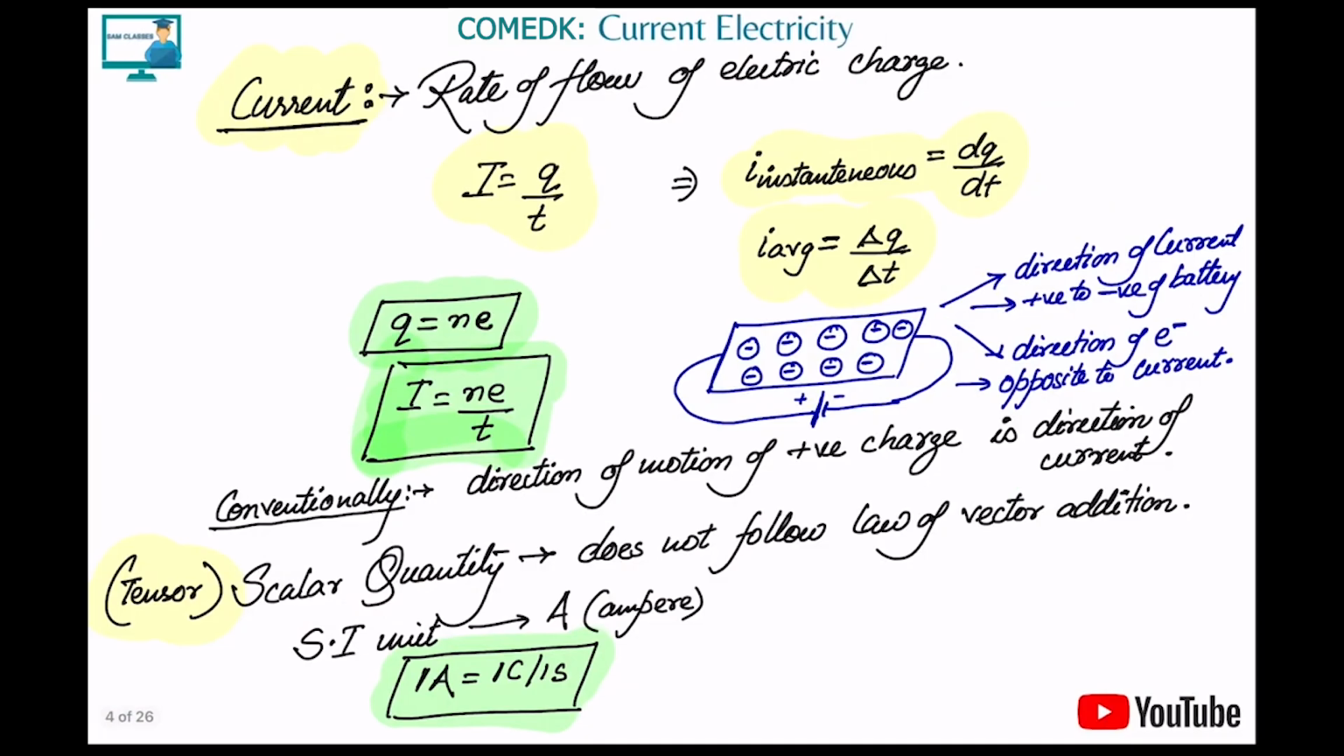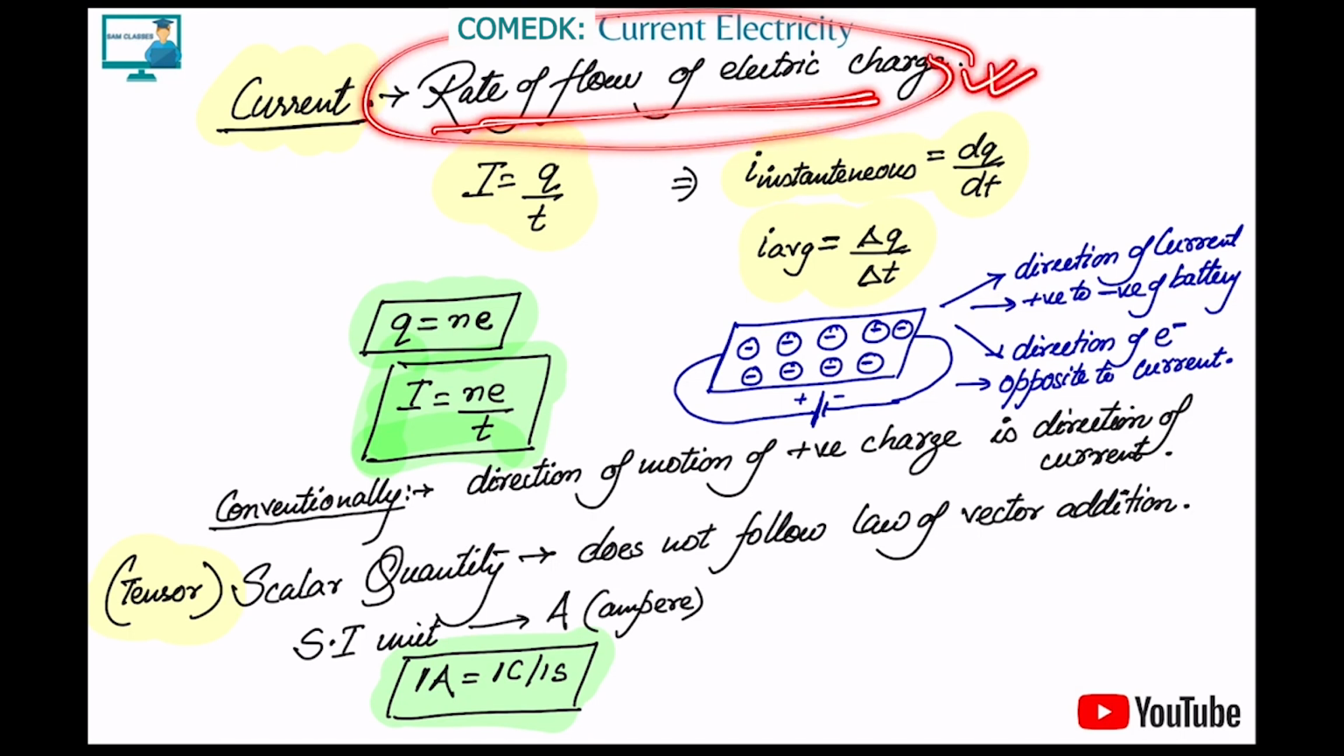Current is the rate of flow of charge. Until the previous chapters, the charges were just sitting idle, not moving. Now suddenly they start moving. The moment the charges start moving, the rate of flow of these charges is known as current. I is equal to Q by T. Very important formula, formula number 1, which you need to write down: I is equal to current is equal to charge by time.